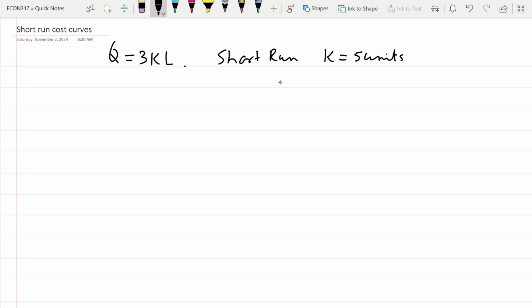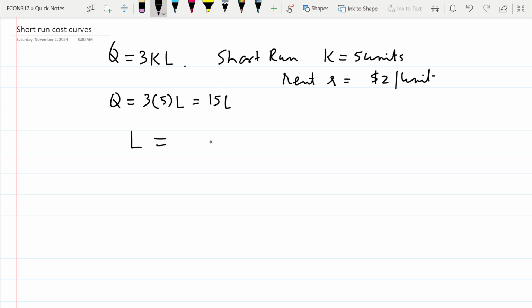Let's also take the rent per unit of capital. R is $2 per unit. So the production technology in the short run is Q equal to 3 times 5 times L, which turns out to be 15L. This gives me the amount of labor needed to produce an output Q, or I could write it as L equal to Q over 15. I obtained this by dividing the shortened production function by 15.